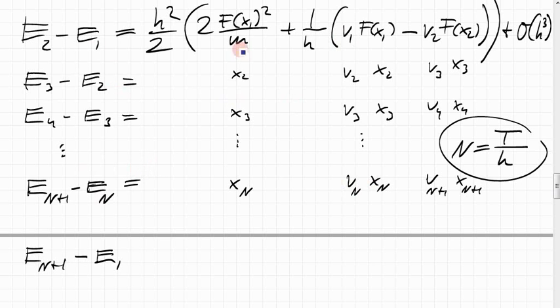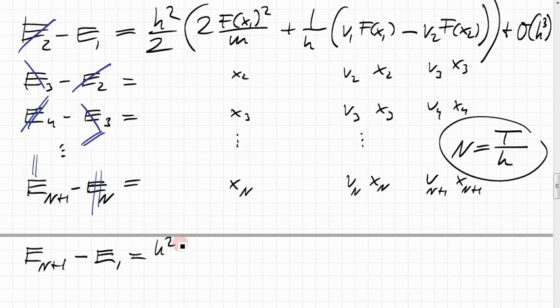If you form the sum of all these equations, you get E2 minus E2, these two cancel. E3 minus E3, these two cancel. E4 will be cancelled by something here, and so on and so on. Obviously, En is going to be cancelled by something in the line before. What we end up with is En plus 1 minus E1, what we want to have. Nothing cancels here. We keep on adding.